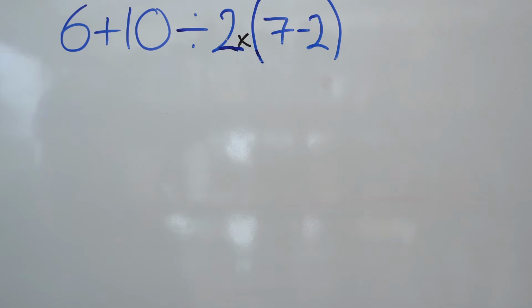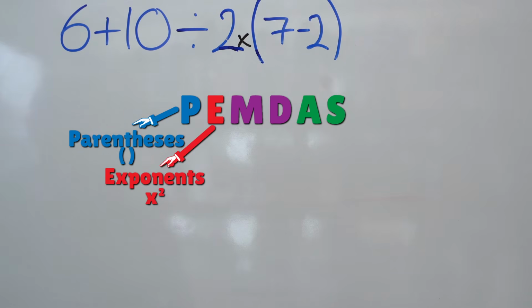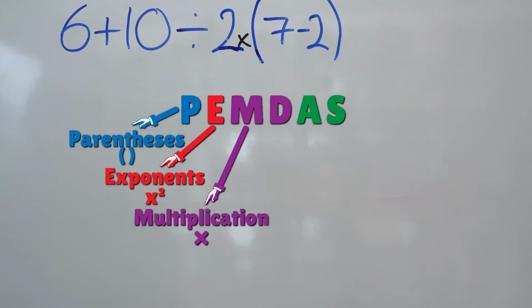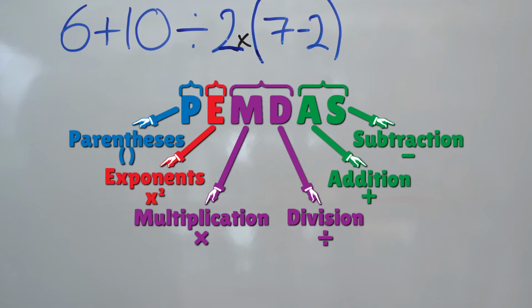So to solve this, we need to use the order of operations, or PEMDAS, where P stands for parenthesis, E stands for exponents, M stands for multiplication, D stands for division, A stands for addition, and S stands for subtraction, where multiplication and division have the same priority, as well as addition and subtraction also having equal priority. Then we need to work left to right, with the highest priority on the left being parenthesis, and the lowest priority on the right being addition and subtraction.